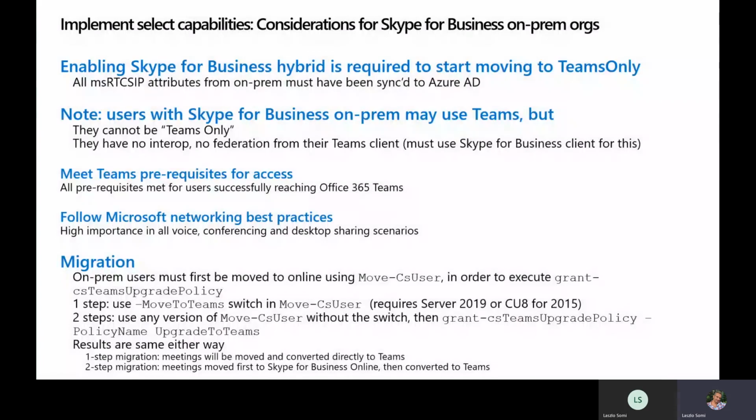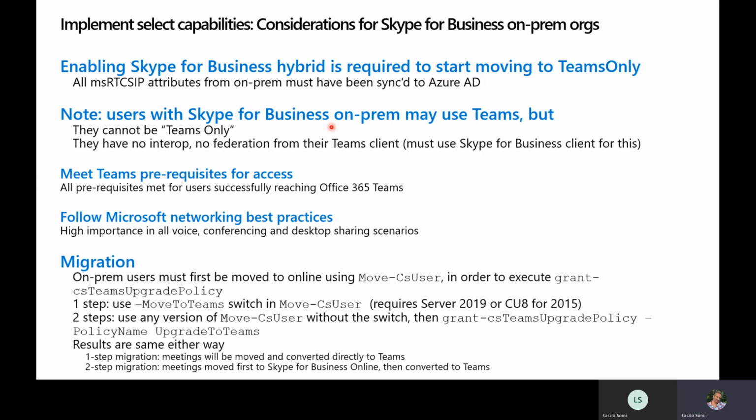So we covered online. Let's look at on-premises organization considerations first. We're going to migrate users in this scenario after we cover the prerequisites, both all users at once and in cohorts. But the prerequisites here, again, Azure AD is synchronized. The users can be in any of the Skype for Business online, Skype for Business modes, but not in Teams only. Teams only requires that the user's Skype for Business account is moved online.